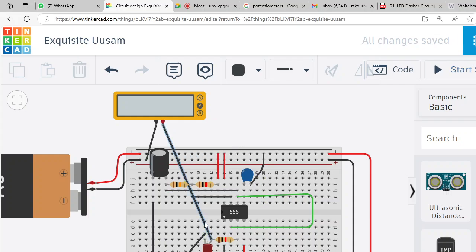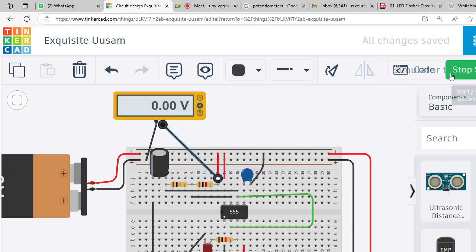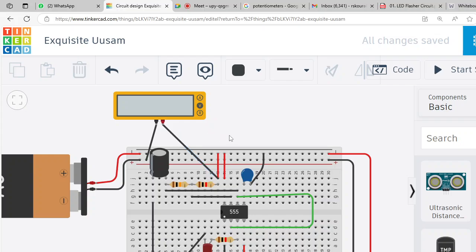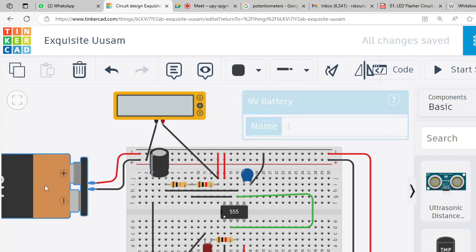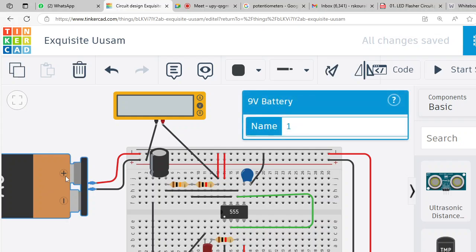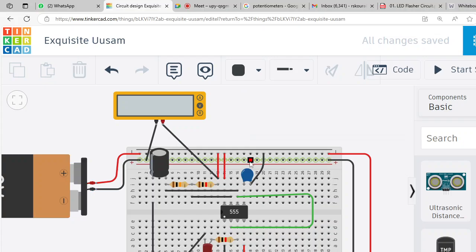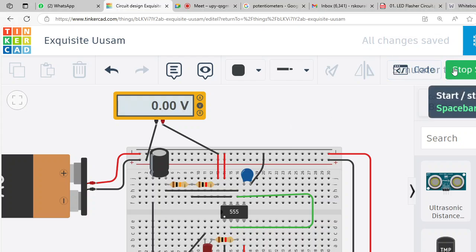Getting 0 volts there. Why is it getting 0 volt? I didn't try, sir. Maybe, sir, I think that in this the red one is negative, black one is positive.